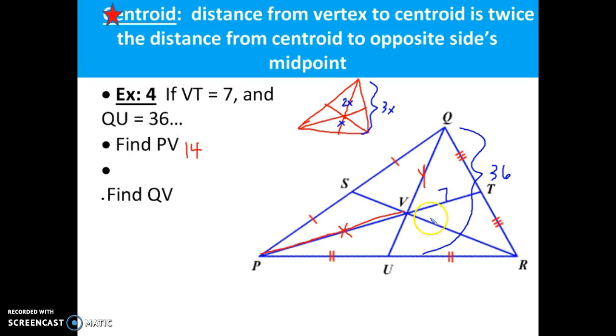For the QV, again, that's a 2x part, but I know that the 3x equals 36. So if 3x is 36, that means 1x has to be 12. So then the Y is a 2x part, so it's 24. All right, break it into thirds. 2 of the thirds goes in the long side from the vertex. 1 of the thirds goes in the short side going to the midpoint.